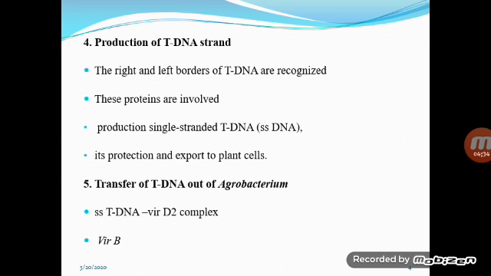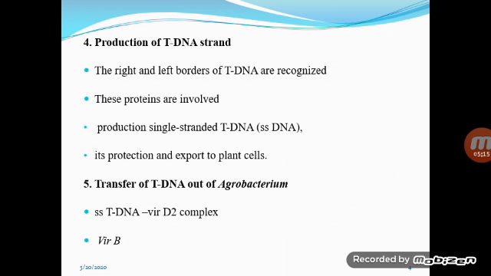The next step is the production of the tDNA strand. The right and left borders of tDNA are recognized by VirD1 and VirD2 proteins. These proteins are involved in the production of single-stranded tDNA and its export to the plant cells. The single-stranded tDNA gets attached to VirD2.